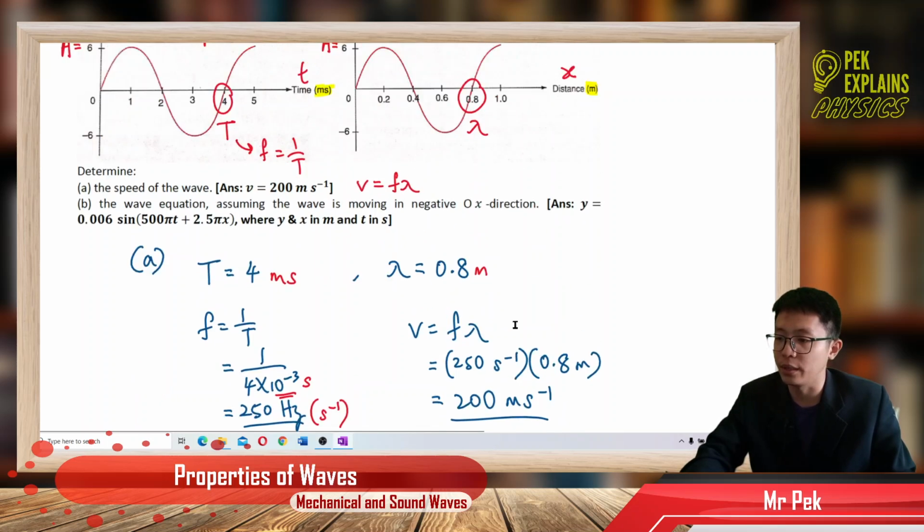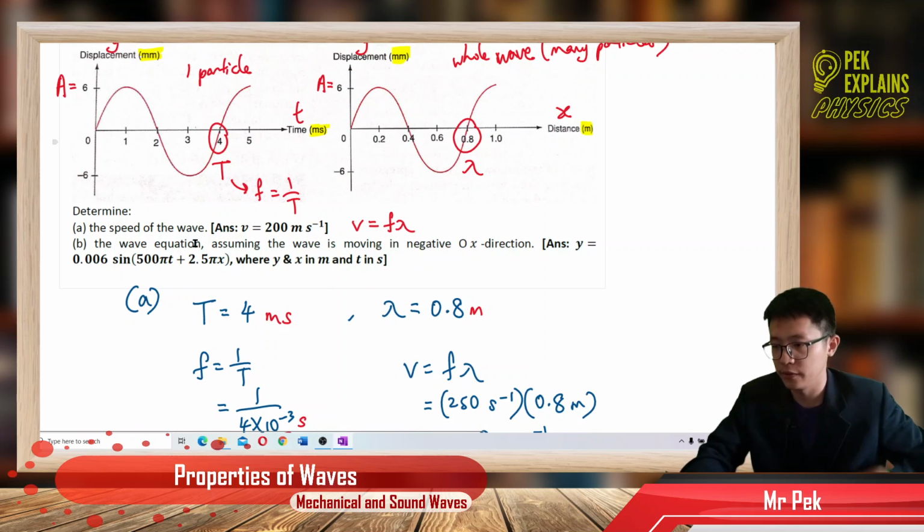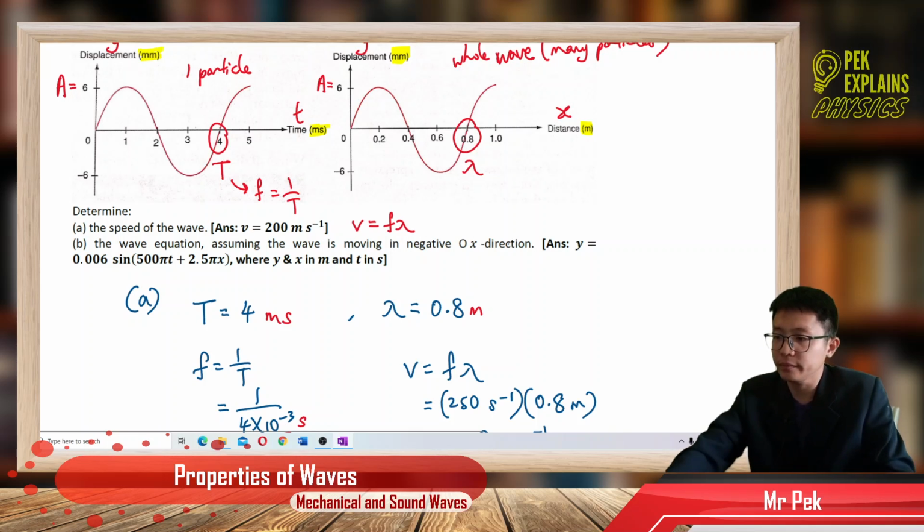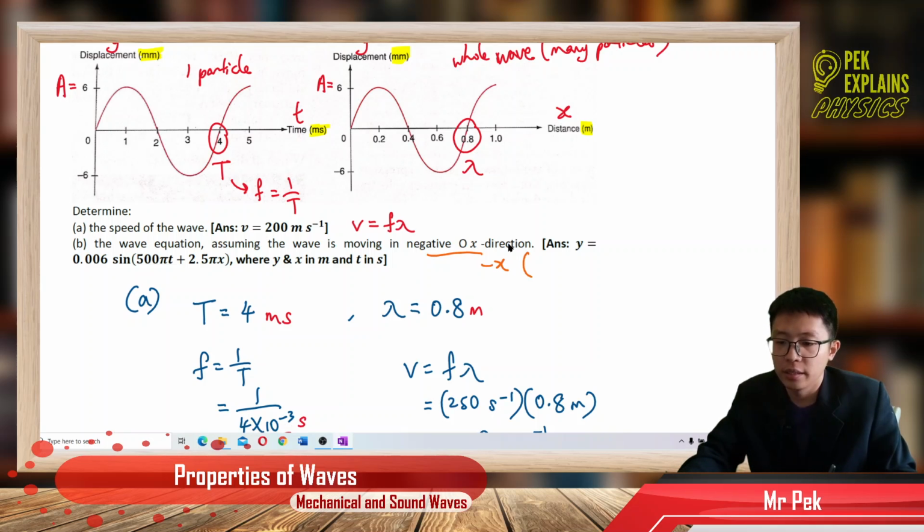Okay, now the next one, it asks for the wave equation. Assuming the wave is moving in the negative OX direction. Okay, what is actually negative OX direction? Negative OX means negative X direction. What is meant by negative X direction? It means to the left.